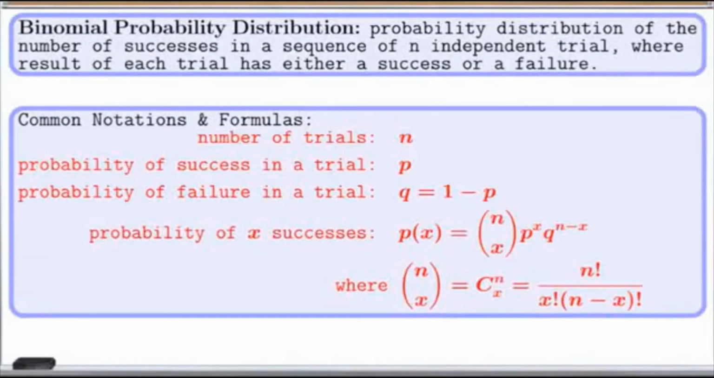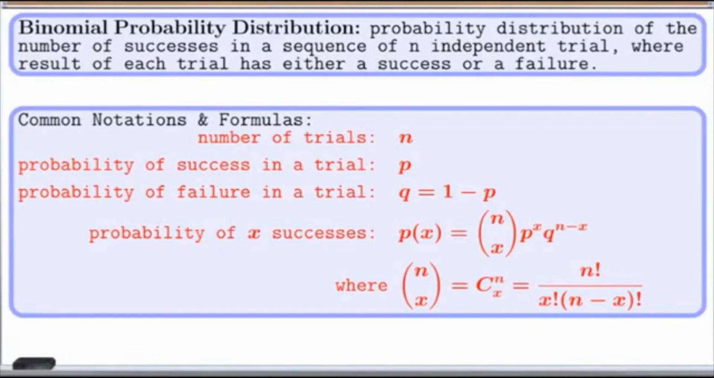In this video, I am going to define binomial probability distribution. We will also look at common notations and formulas and some examples on binomial probability distribution. So now let's define binomial probability distribution.